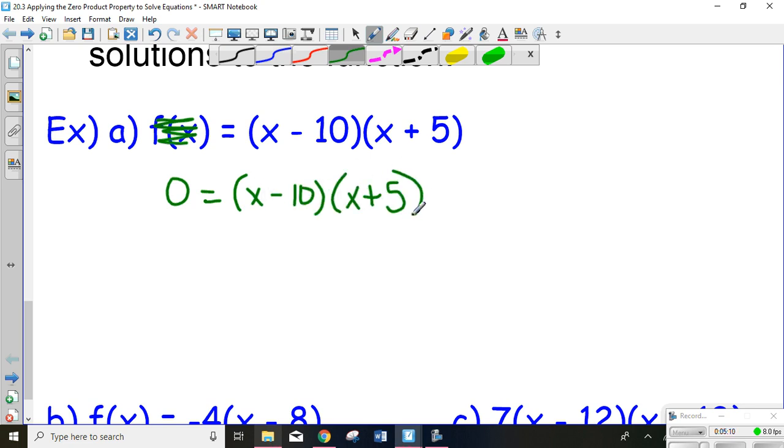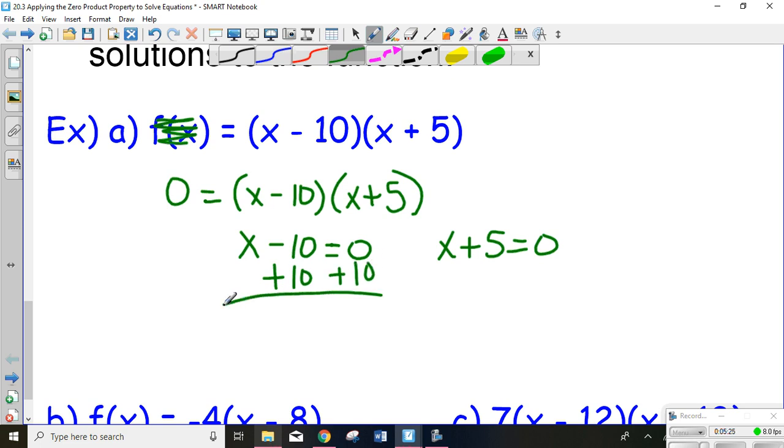And now we can do the exact same thing we just did above, where I take x minus 10 and set it equal to 0. I take x plus 5 and set it equal to 0, and now solve both of these. So here I'm just going to add 10, so I get x equals 10.